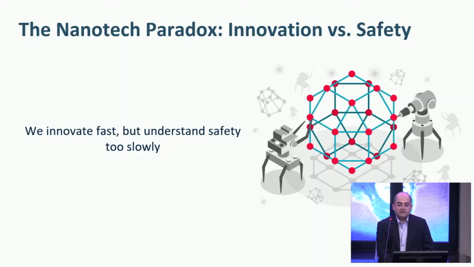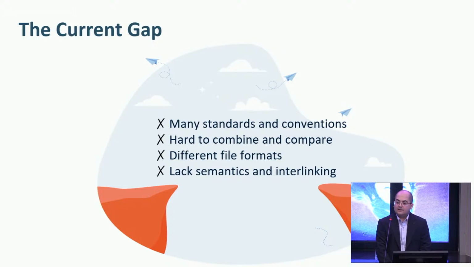Therefore, regulators, industries, and researchers face a paradox. We innovate too fast, but we understand the safety of nanomaterials slowly. So we need a better system to turn nanosafety data into real-world insights. The current gap in nanosafety data can be characterized with a couple of points. There are many standards and conventions to represent this data. The data is hard to combine and compare. There are many file formats, and they lack semantics and interlinking.